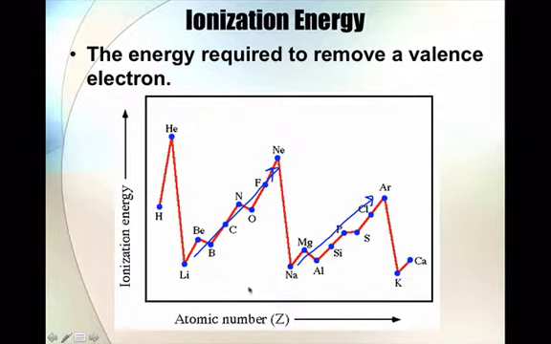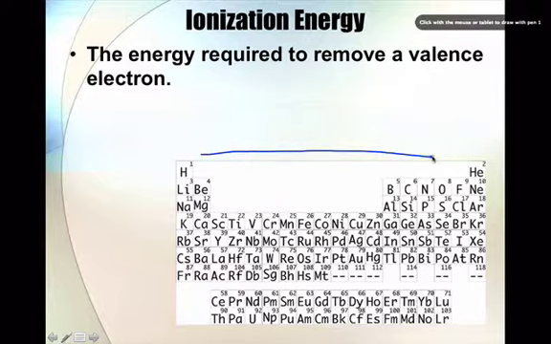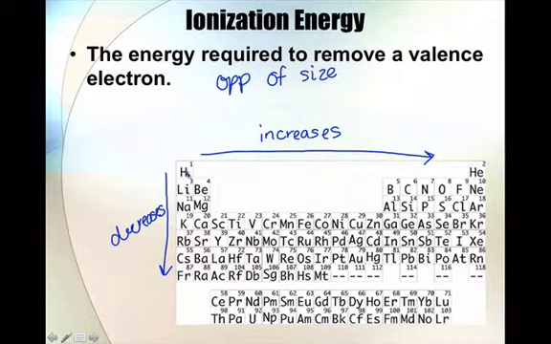So if we wanted to talk about what those general trends were and label them on this periodic table right here, we would say that ionization energy, as you go across the row, it's going to increase. So it increases as you go across the row, and it actually decreases as you go down the row. The reason that it does this, and it's exactly opposite of the size trend, is because the increasing nuclear charge that we talked about that makes the atom smaller also holds those electrons on tighter.